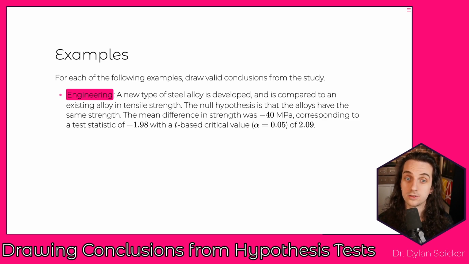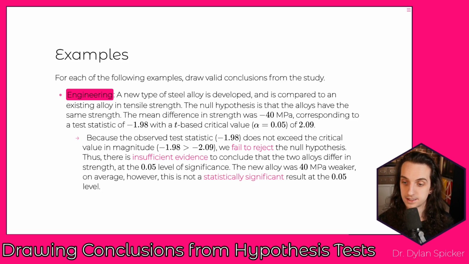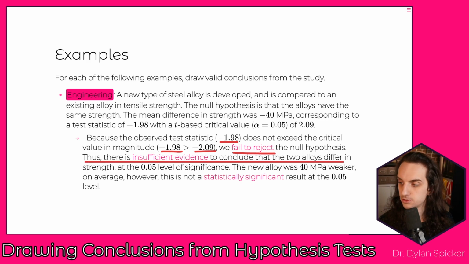And so if we want to start putting all of this together, we can state something like this. Because the observed test statistic, which is negative 1.98, does not exceed the critical values in magnitude, as in negative 1.98 is not greater than negative 2.09 in terms of its magnitude, so it actually sits above it in terms of the negative, we fail to reject the null hypothesis. And then we have to connect this back, right? So thus there is insufficient evidence to conclude that the two alloys differ in strength at the 5% level of significance. Okay? So that's our conclusion stated back in terms of the actual scenario.